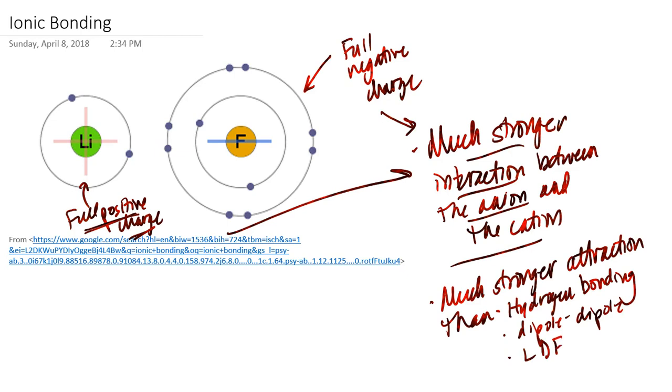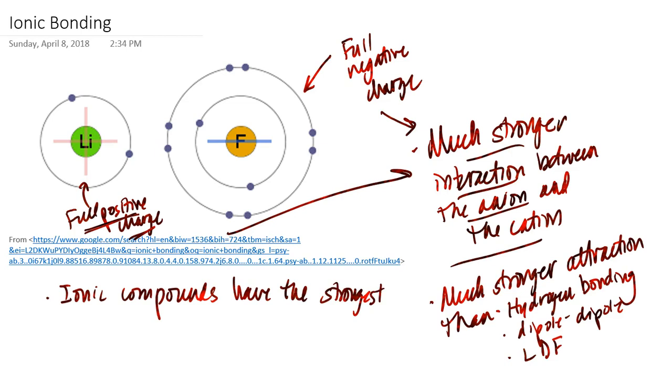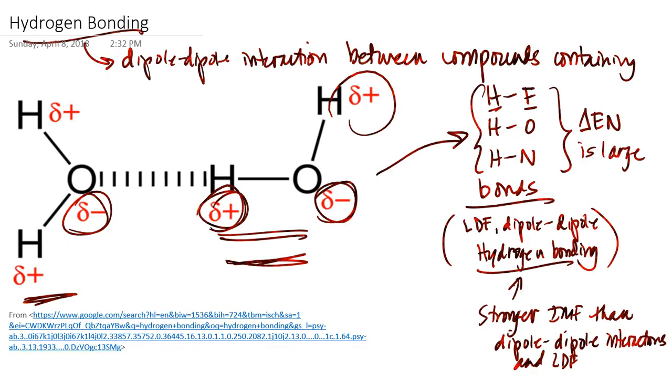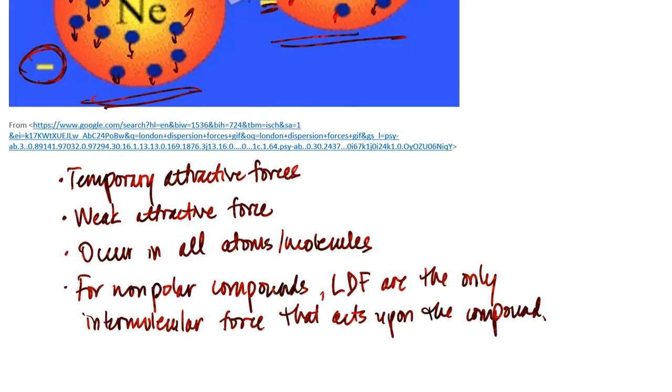And so typically ionic compounds tend to have the strongest attractions between species, as compared to covalent compounds that may experience hydrogen bonding, or dipole-dipole interactions, or London dispersion forces.